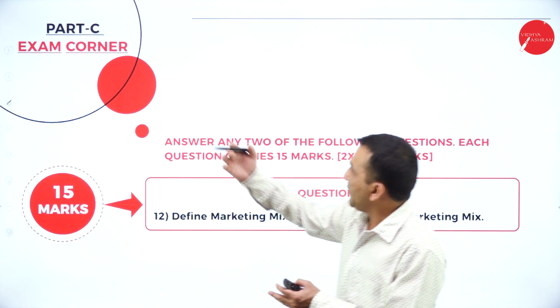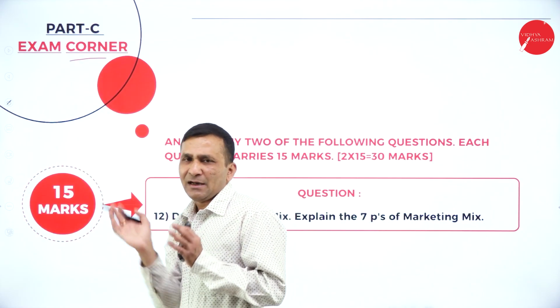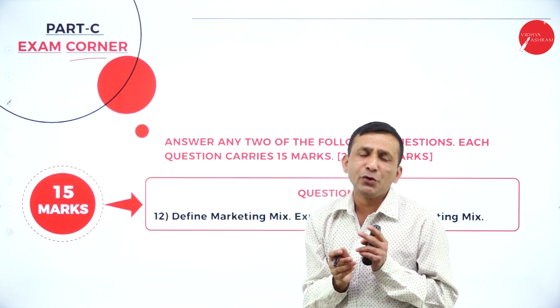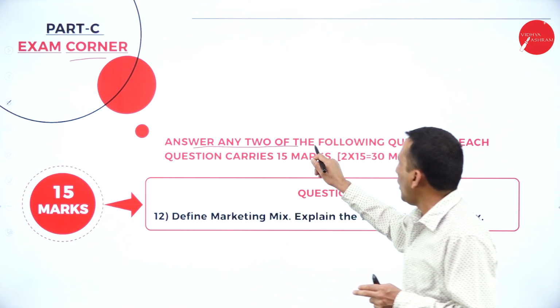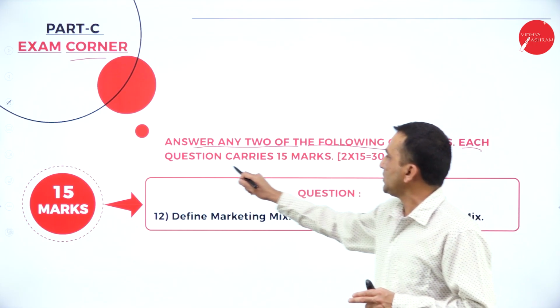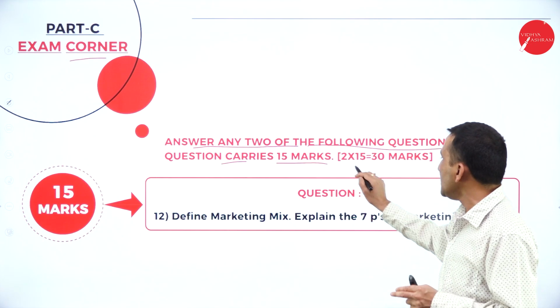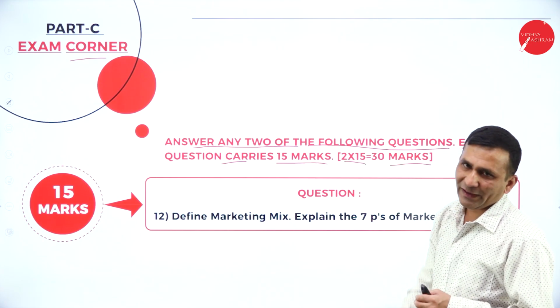So next, coming to Part C, 15 marks are assigned. You need to attend any two questions. Okay, so answer any two of the following questions. Each question carries 15 marks. So 2 into 15, you are getting 30 marks.